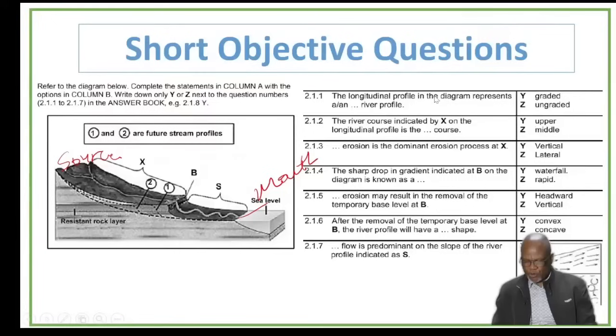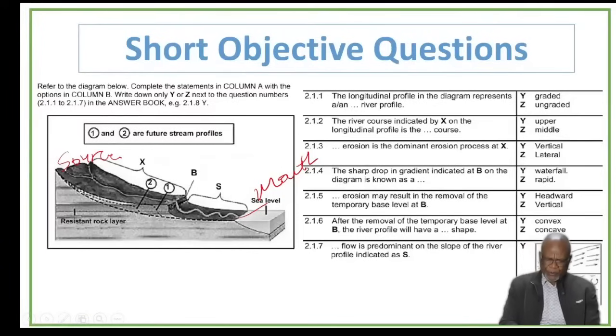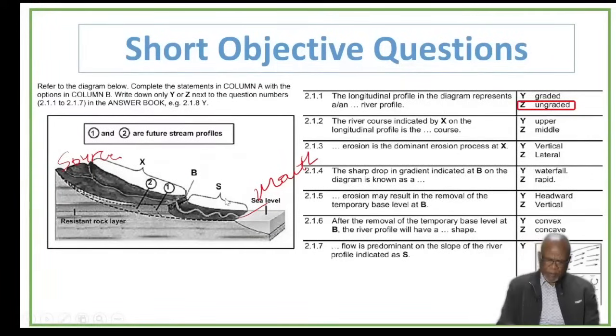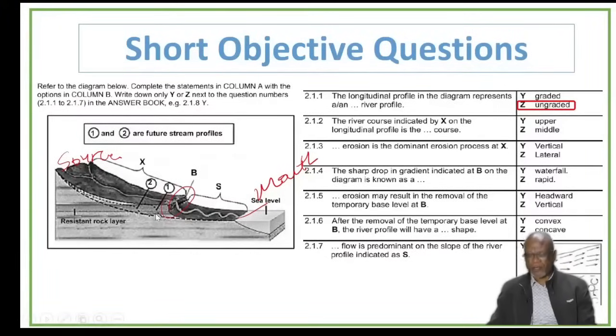So they're saying this longitudinal profile of the river represented here is graded or ungraded. Now you're looking at the characteristics of the river here. What is the correct answer there? It is ungraded. So why do we say this river is ungraded? Because it has got nick points. Because there's a nick point, which is a waterfall there, and the river profile there is uneven, so it is ungraded.